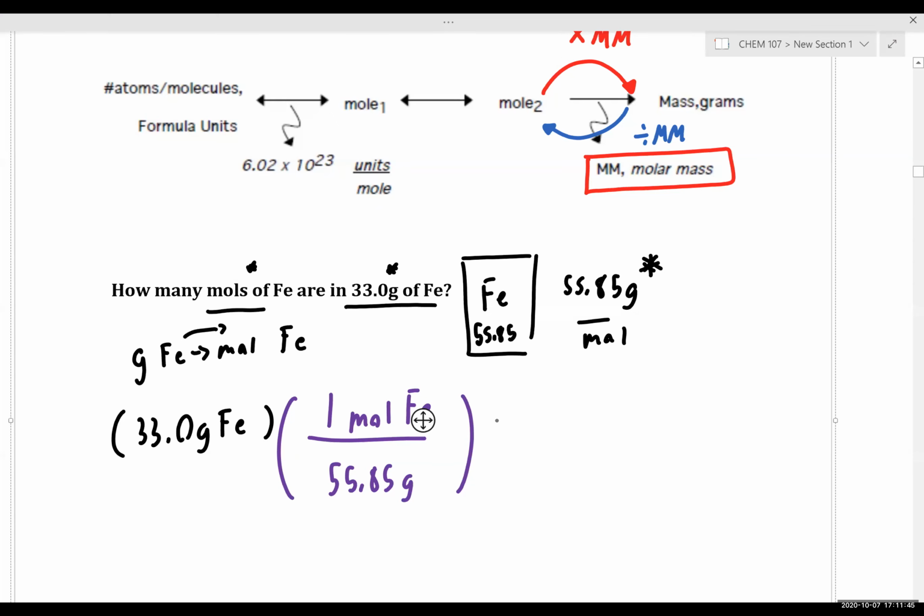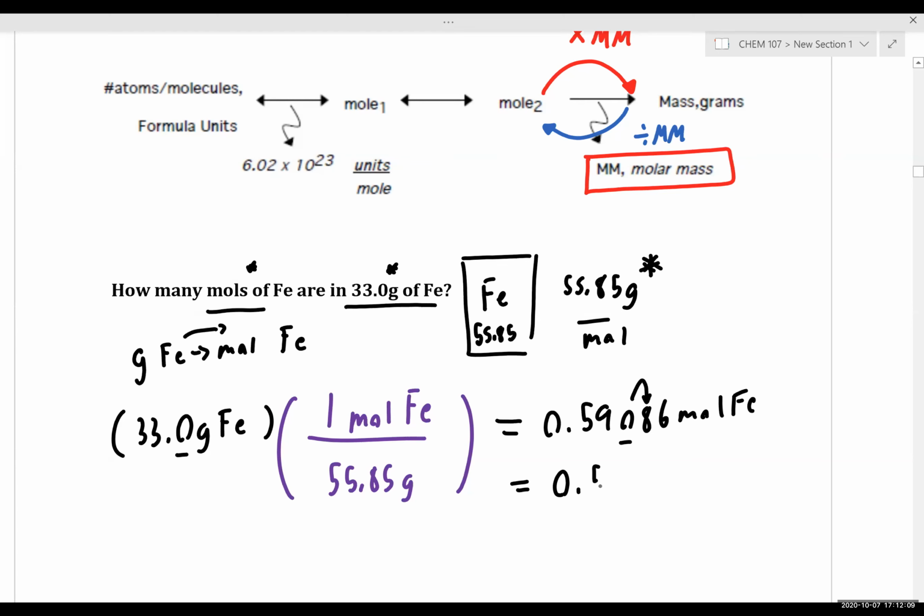Okay, so now all we have to do is punch this into our calculator. So we have 33 divided by 55.85, and that in turn gives us 0.59086 moles of iron. We then round our answer to 3 sig figs, which gives us 0.591 moles of iron.